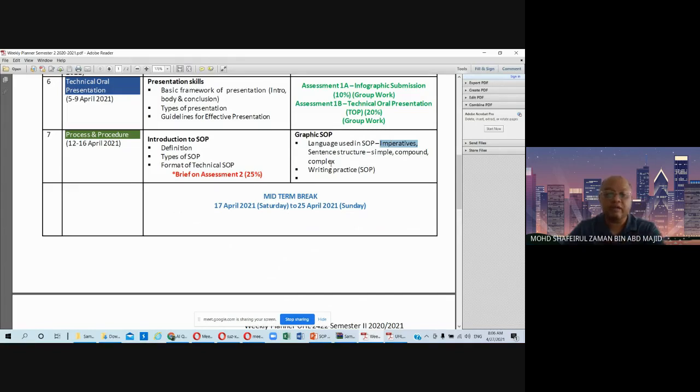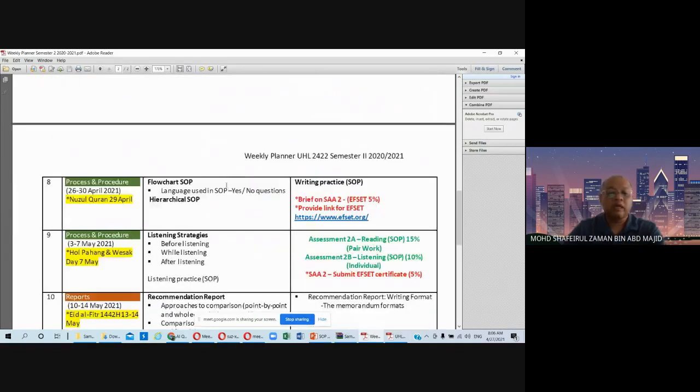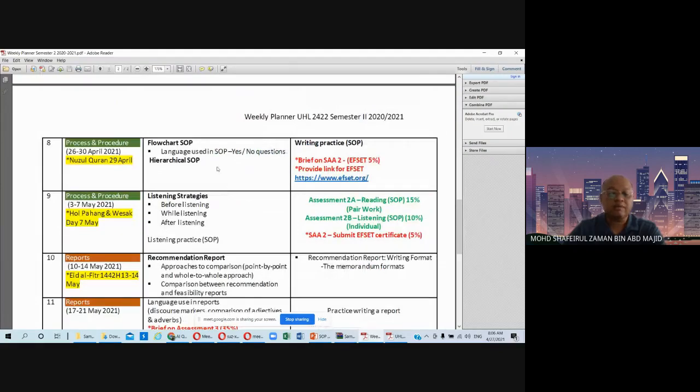The other two types of SOP that we are going to look at today are the flowchart SOP and the hierarchical SOP. For the flowchart SOP, you are going to get involved with decision making. You're going to decide whether to go forward, or whether you are required to return to the previous procedure in order to check on something. We're going to look at the detailed version of it.